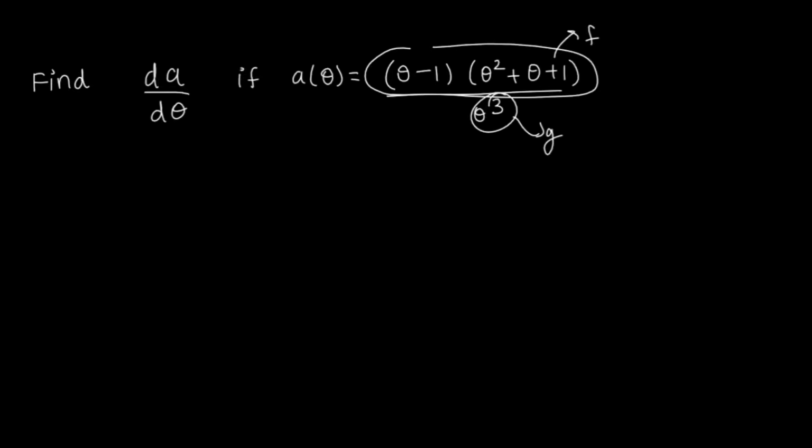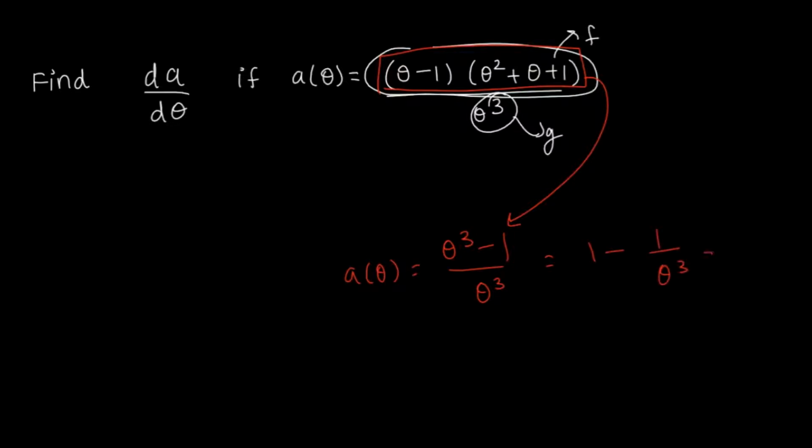What I think in these polynomial types of questions is there might be some way to simplify the expression before even trying to differentiate. So if you look at this numerator right here, if you multiply it out, or even if you know some identities, this will come out to be theta cubed minus 1. And that is being divided by theta cubed. So the function A of theta is actually 1 minus 1 over theta cubed, or 1 minus theta to the power of negative 3.